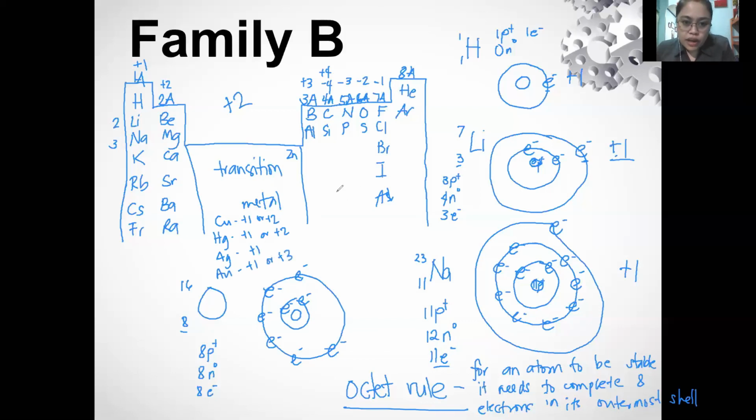And then meron ka ditong lead. Nandito si lead, pero si lead can either be positive 2 or positive 4. And then you have Sn. Sn is tin, so it can be positive 2 and positive 4 also. What else? Iron. So you have iron can be positive 2 or positive 3. The same thing with manganese. It can be positive 2 or positive 3. And cobalt also. So si cobalt, positive 2 or positive 3 din siya.